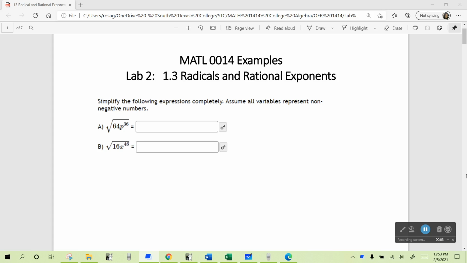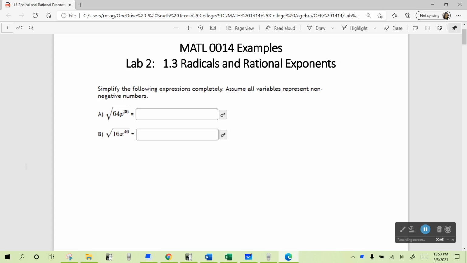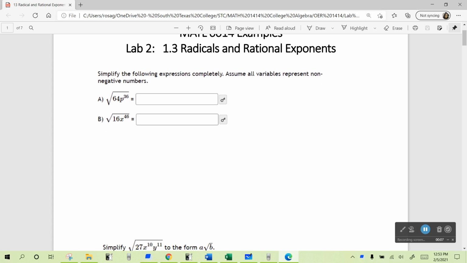Let's talk about radicals and rational exponents. So I have some examples here that I want to go over. The first one is simplifying something like this.